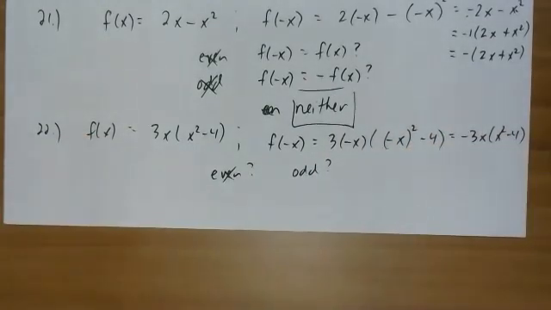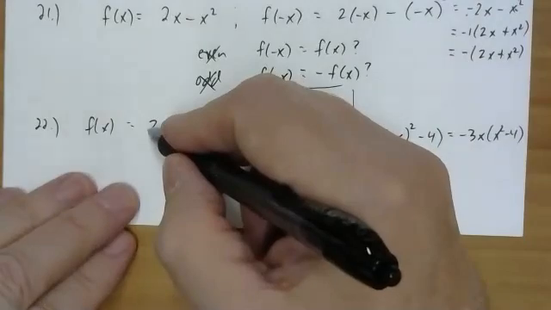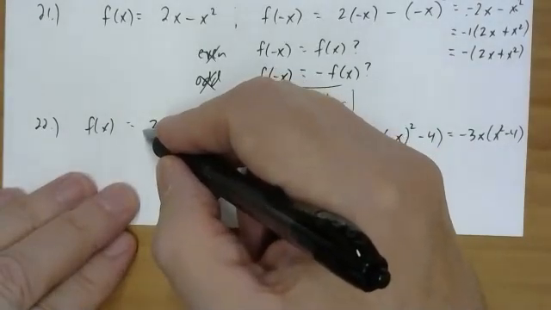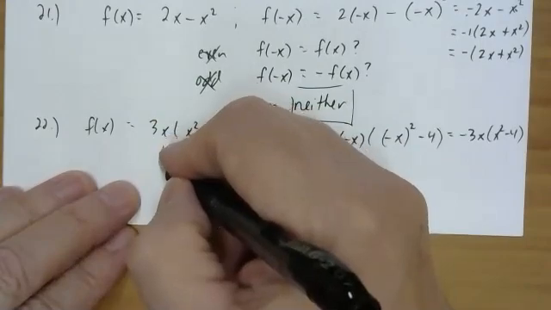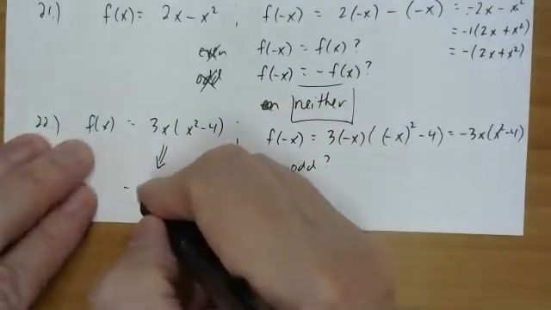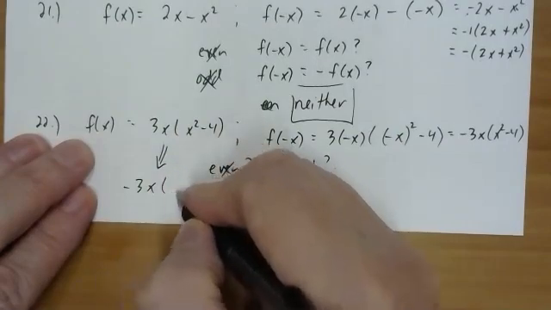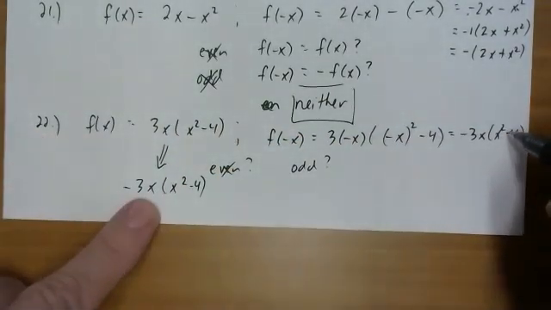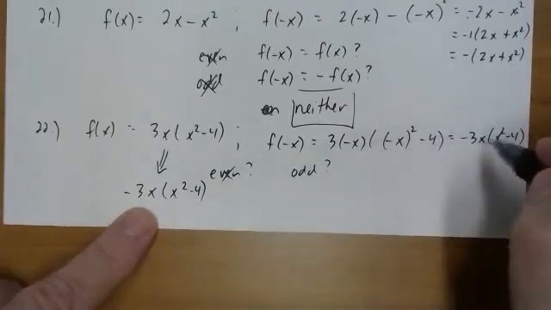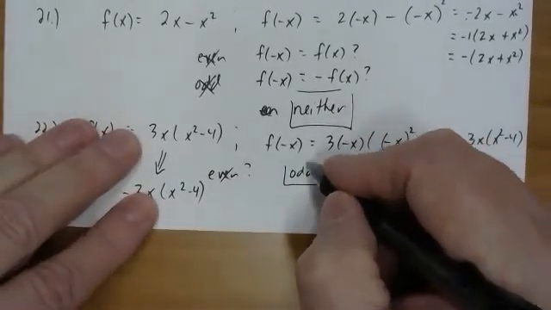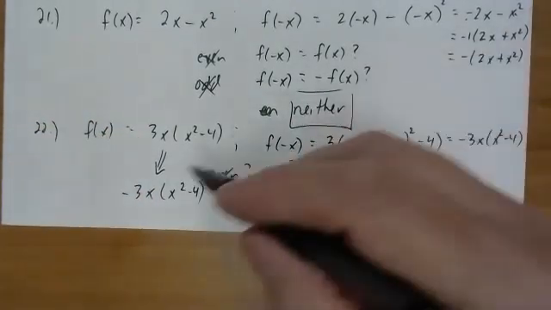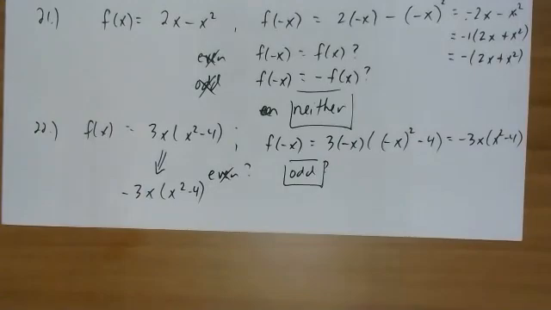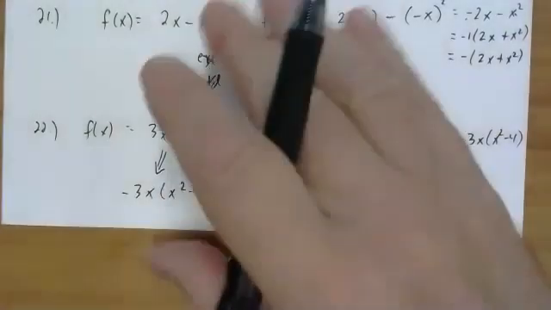Odd: can I take the original function and put a negative in front of it? So here's the original function. Can I put a negative in front of it, and would that equal this? You look at it, and it actually does. So you know what? We say that's actually an odd function. All right. So what's next?